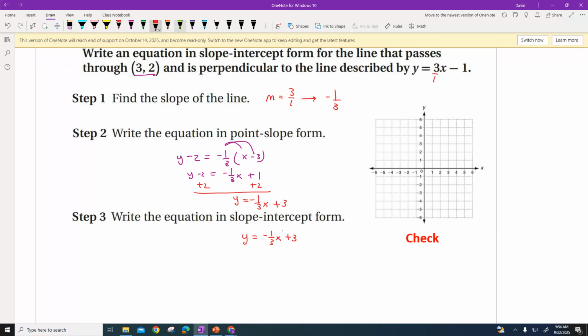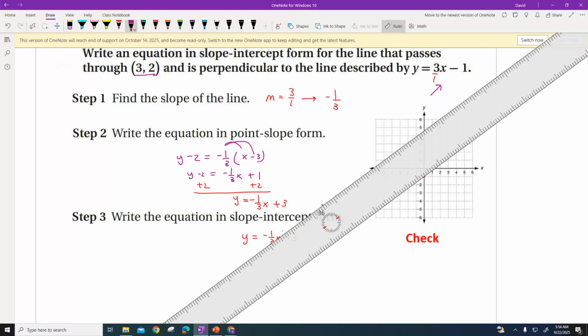Let's go graph these two guys. I like to do my original one in purple. I'll try to do that all the time. My y-intercept is -1. I have a positive slope, so my line for the first one should be going up. 1, 2, 3 over 1. 1, 2, 3 over 1. Draw your line.